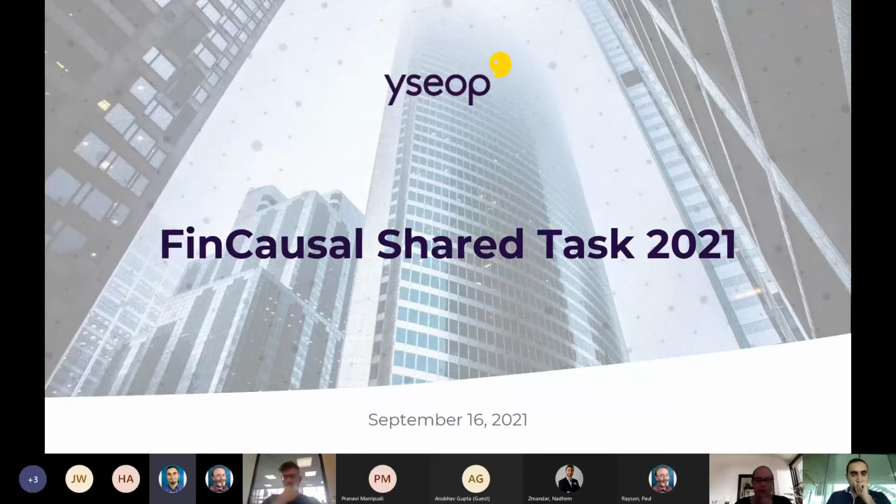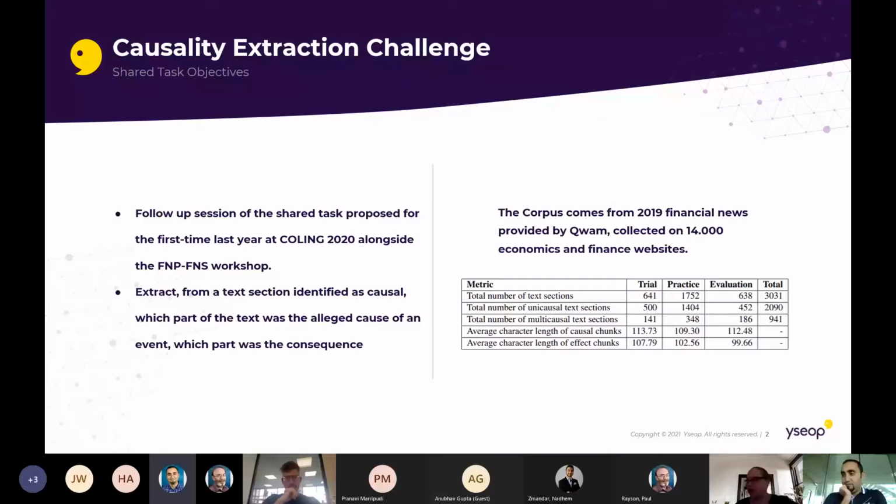So I'm going to make a quick introduction to the FinCausal shared task this year. This shared task is a follow-up session of the causality extraction pipeline that was proposed as a shared task last year alongside FNP, FNS at Coling. This year we reproposed only the second task, which is a causality extraction task. We assumed the first part of the pipeline, which was defining if a text chunk was causal or not, a binary classification task, was solved last year. This year we proposed only the second one: assuming a section of text contains a causality, can the participants extract the cause and distinguish between the cause and the effect?